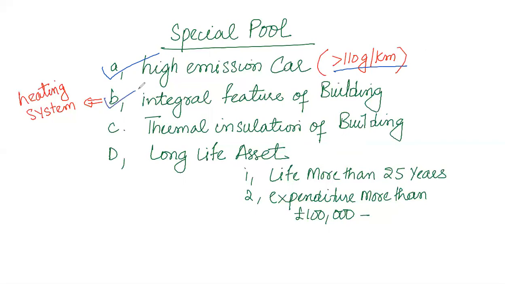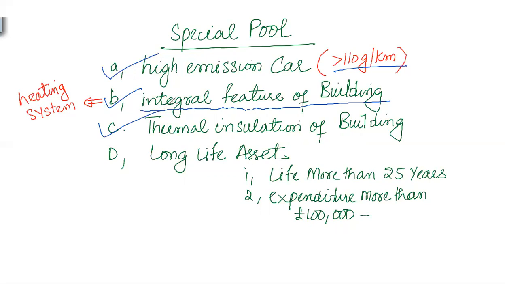The second thing is an integral feature of a building. If any plant and machinery is an integral feature of a building, then it is to be considered a special pool item. Remember that buildings are not classified as plant and machinery. So if there is any integral feature of a building, that plant and machinery will be considered an item eligible for capital allowances. What is an integral feature of a building, such as a heating system, cooling system, lifts, etc.?